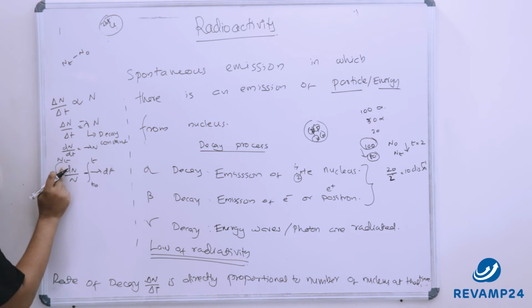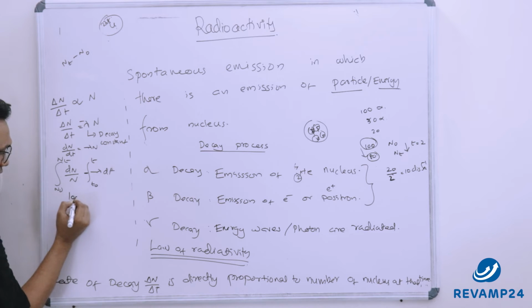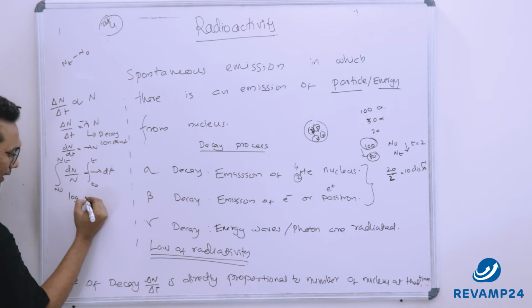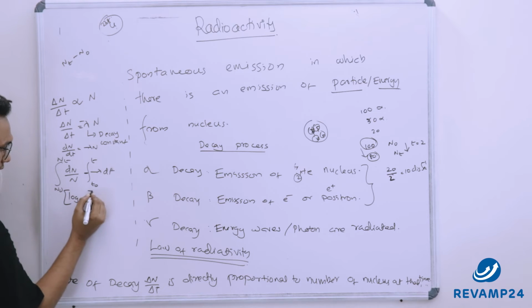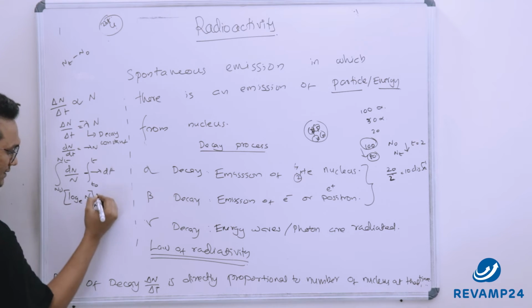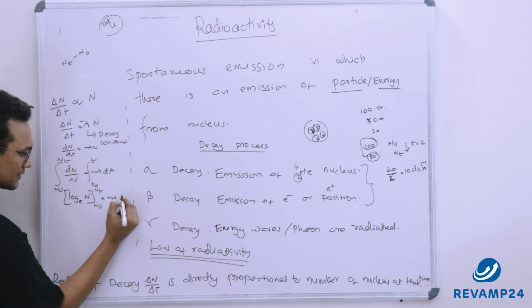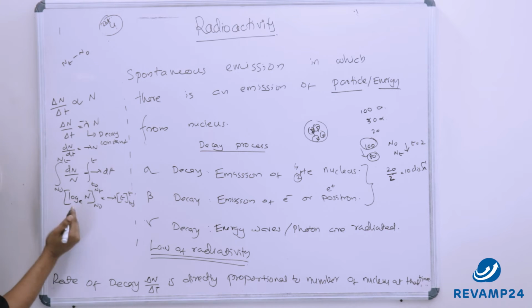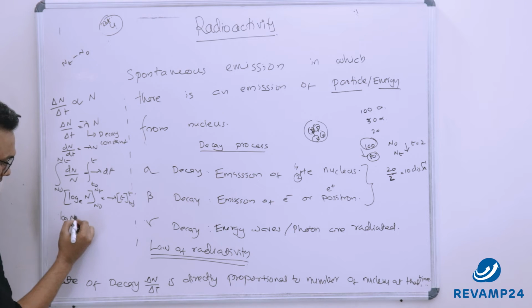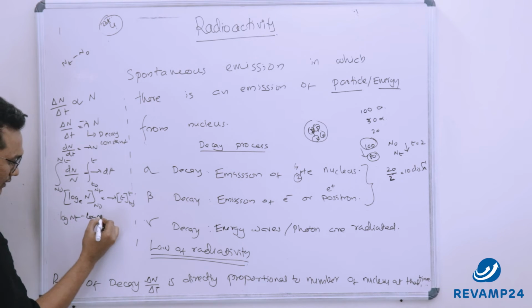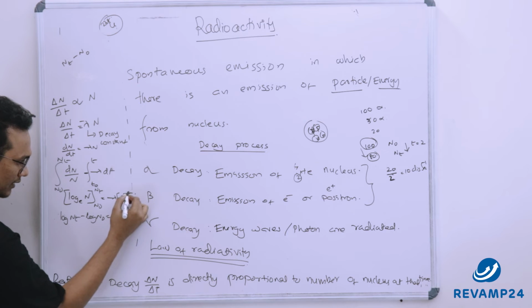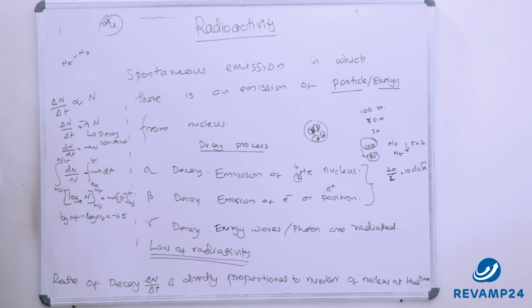Okay, so what is the integral of 1 by x or 1 by N? Log N, right? So log to the base e of N, lower limit is N0, upper limit is Nt. This is equal to minus lambda. The integral of dt is t itself. Limits are t0 and t. Now substitute the values. Log of the upper limit Nt minus log N0 is equal to minus lambda into t minus 0, which is minus lambda t.